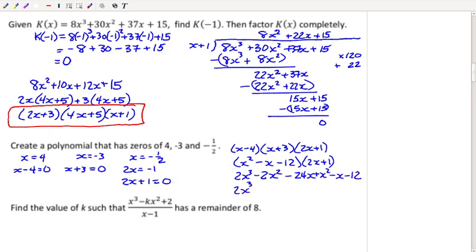2x cubed minus 2x squared plus x squared is going to leave me with a minus x squared. Minus 24x minus x is minus 25x. And minus 12. Boom! There it is. That's my polynomial that has the appropriate zeros. Now if you need to slow that down a bit, you can go back and take a look, try it on your own, pause the video, check your answer. It's up to you. You have the control.